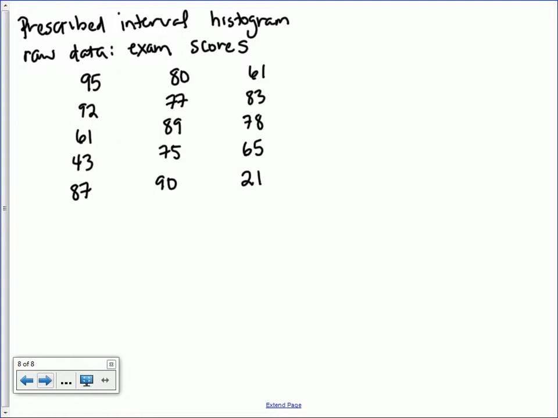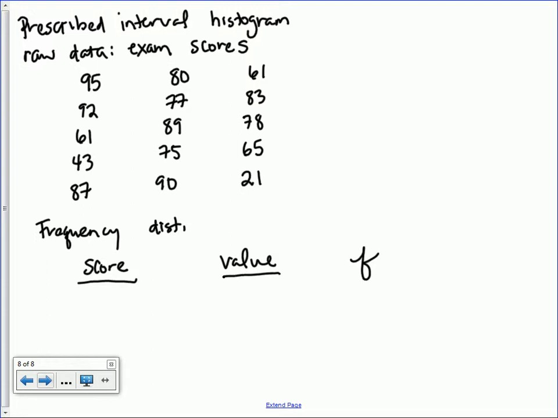Notice there are 15 scores here, and what we're going to do is we're going to build our frequency distribution. So what we do is we're going to talk about it from the score, the value, and what we call the frequency, and it is marked as a cursive f, and that cursive f represents the frequency.